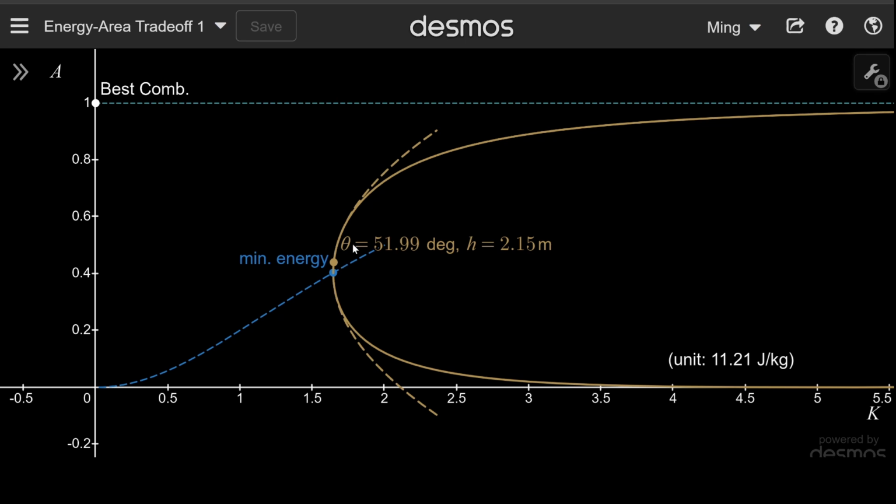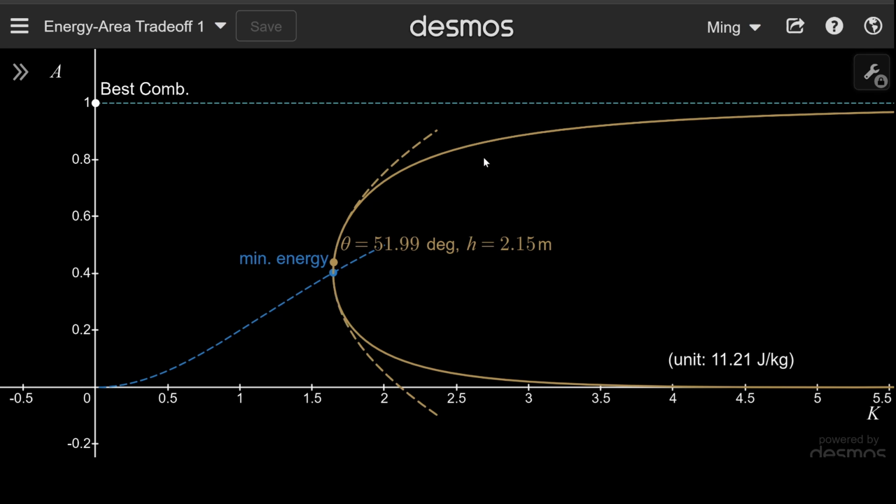The energy area trade-off curve has two branches, one up and one down. We call the upper branch superior and the lower branch inferior. The upper branch is called superior because by increasing the kinetic energy, which is a disadvantage, we also increase the area, which is an advantage. On the lower branch, however, by increasing the kinetic energy, the area also decreases, which means there's literally no advantage whatsoever to shoot at an arc that corresponds to a point on the lower branch.